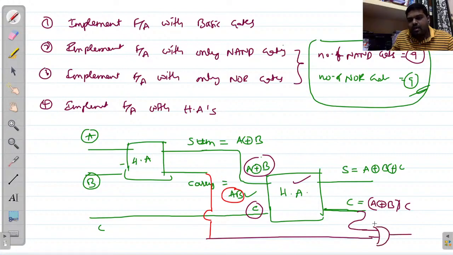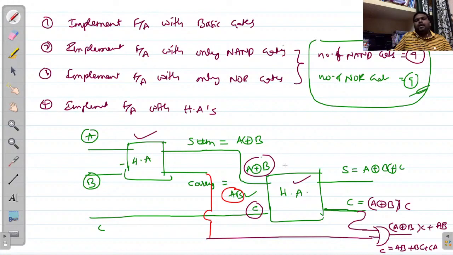So how do you add? With the help of an OR gate. So I am getting A XOR B into C plus AB. So this will give AB plus BC plus CA. Okay, this is your carry. That means we require two half adders and one OR gate to implement this particular logic. Implementing a full adder with half adders means we require two half adders plus one OR gate.